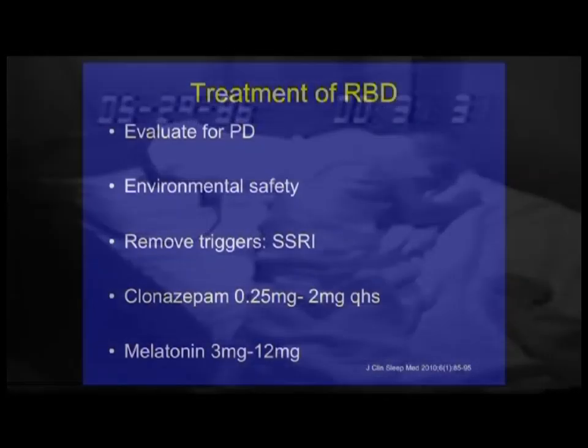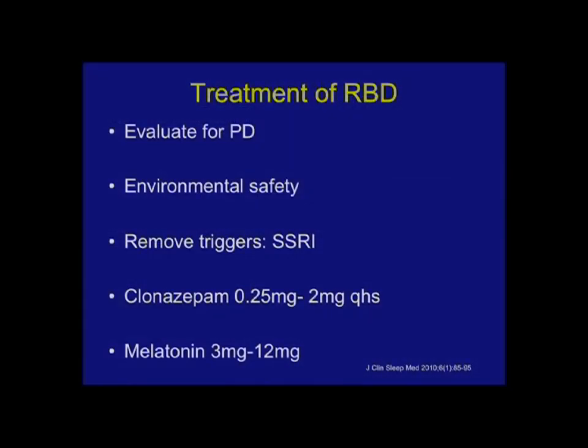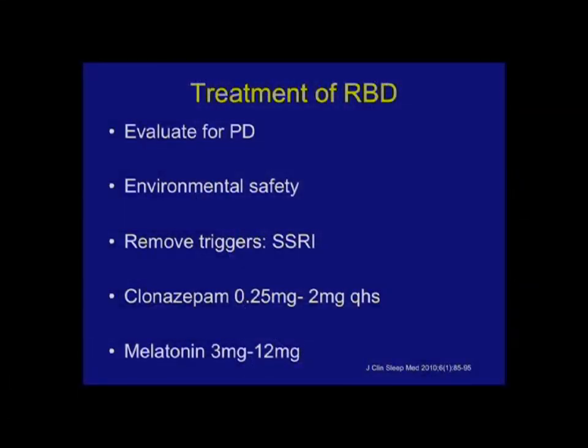The treatment for REM sleep behavior disorder is, number one, to take a history and exam, evaluate the patient for Parkinson's disease, ensure environmental safety in the bedroom. You want to move the nightstands away from the bed. You want to put padding on the floor. You want to remove any guns from the bedroom. You want to have alarms on the door, the windows, or any doors leading to balconies. You want to remove any possible triggers, such as SSRIs, which has been associated with REM sleep behavior disorder.